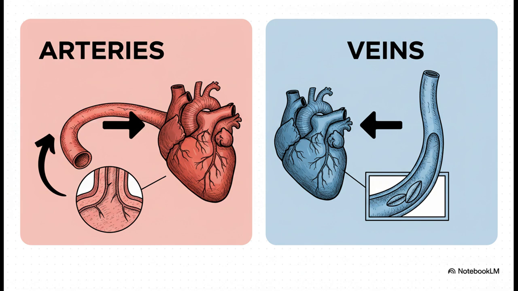And here it is, the classic exception they love to put on tests. The pulmonary artery carries deoxygenated blood away from the heart, and the pulmonary veins carry oxygenated blood toward it. You got to burn that into your brain.